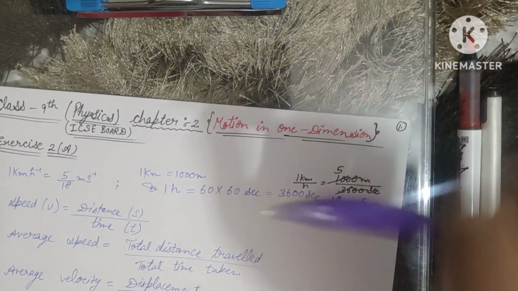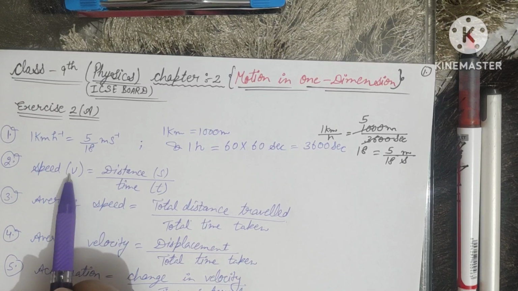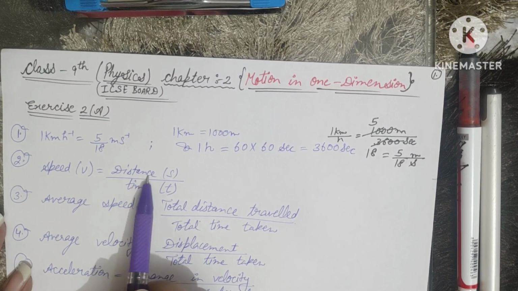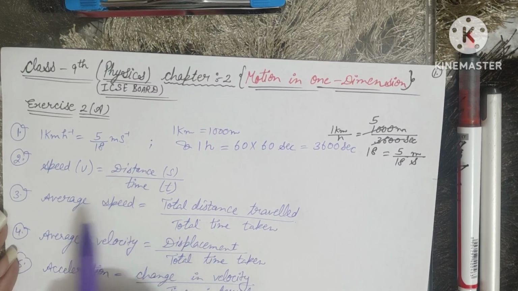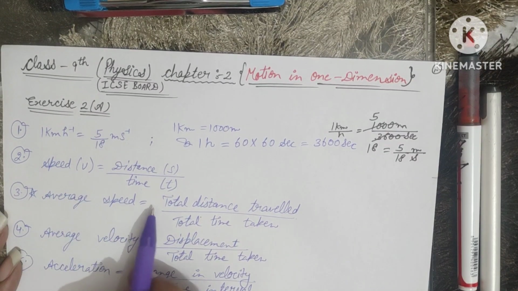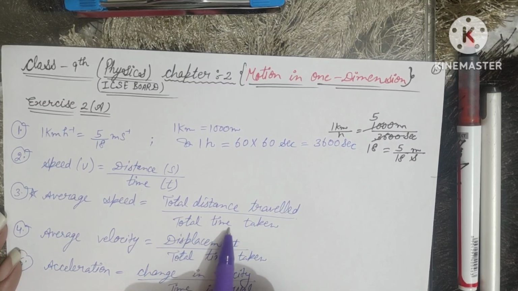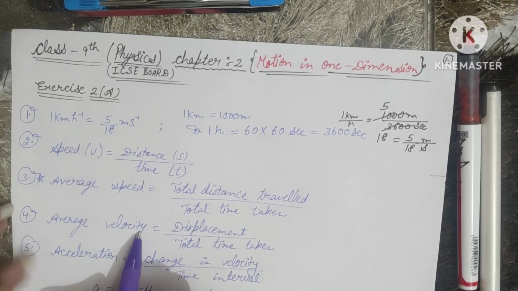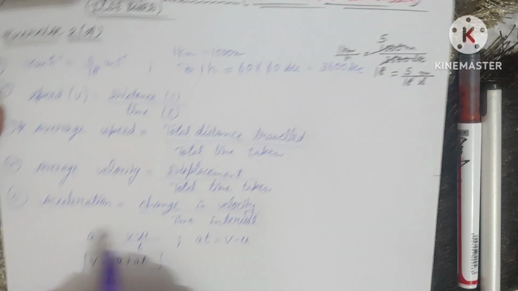Let's come to the second one, that is speed, which is explained with the notation v in the chapter. It is equal to distance divided by time. The distance we will write in this chapter in the form of s. T is for time. Next is the average speed, which is also most useful. The average speed is equal to the total distance traveled or covered divided by the total time taken by the body, by the object. Next is the average velocity. It is the displacement divided by the total time taken.